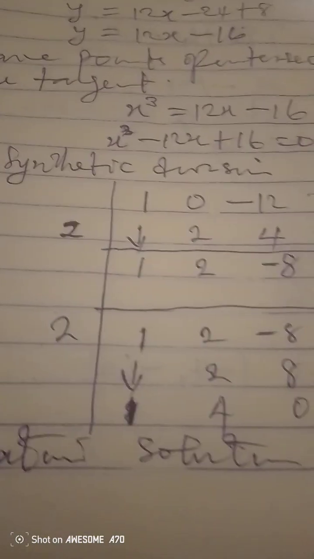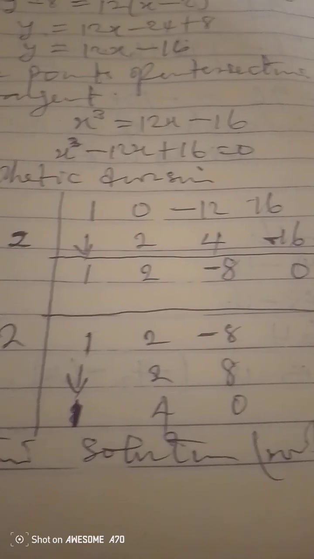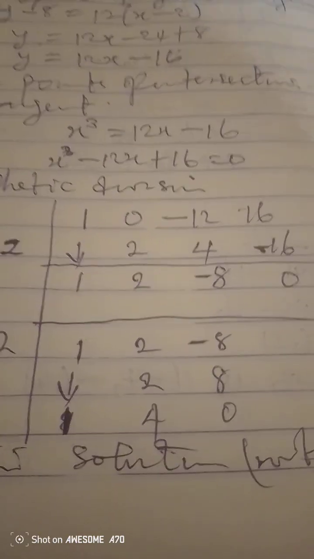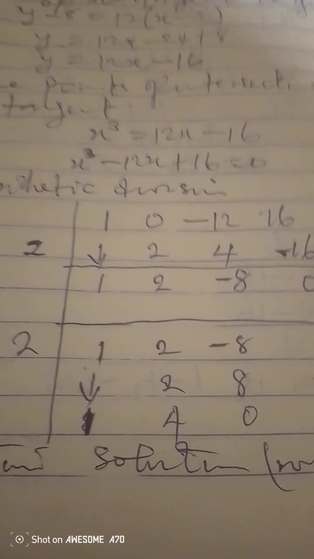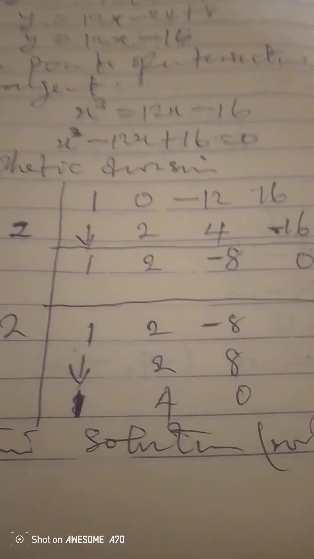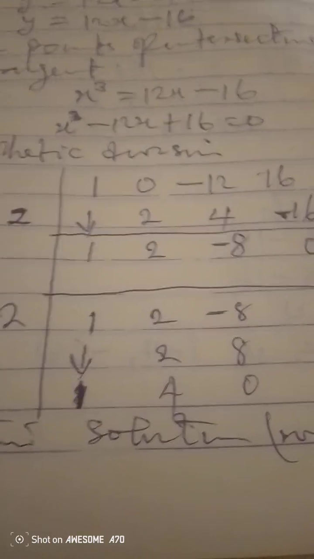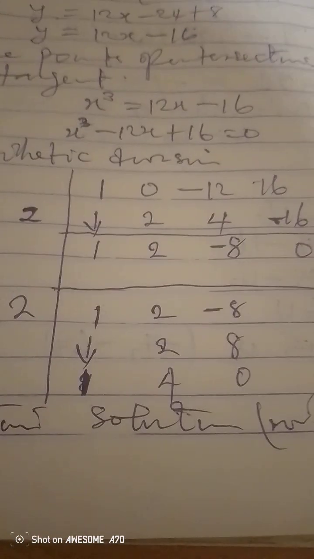So we try the 2 again. Using the 2 to divide 1, 2, -8, we bring down 1. Then 2 times 1 gives us 2. 2 plus 2 is 4. 2 times 4 is 8. -8 plus 8 is 0, which shows that 2 is also a factor of the second one.